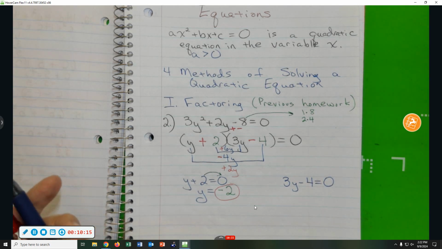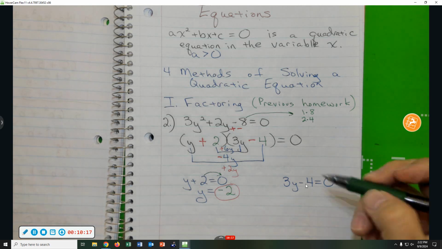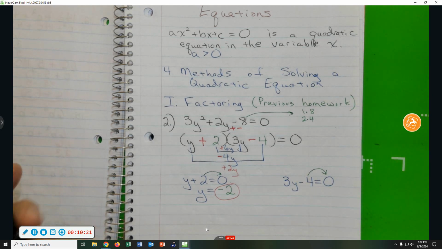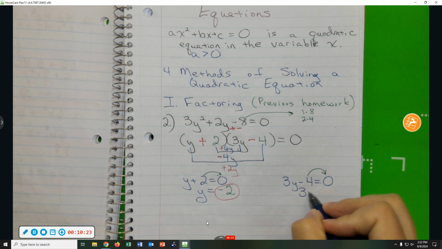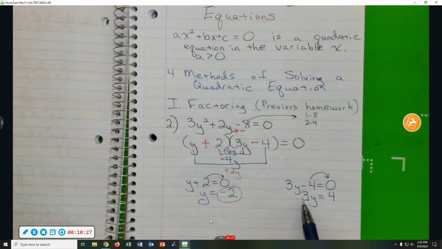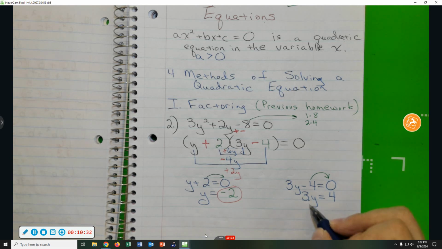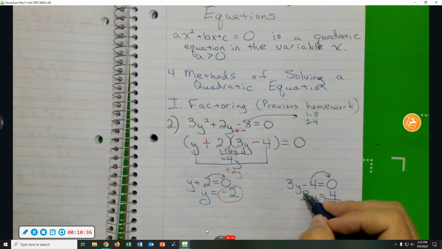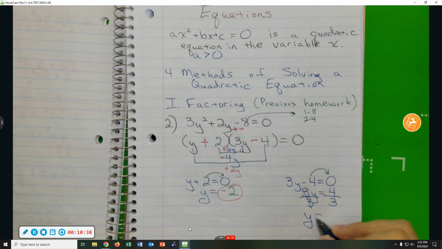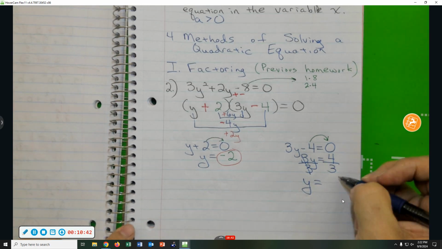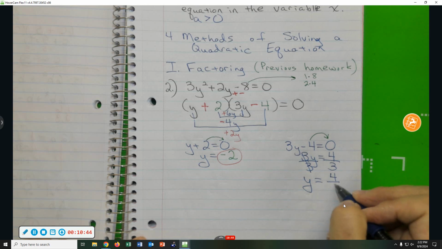Set 3y minus 4 equal to 0. We undo the addition subtraction first. Move that -4 over. That gives us 3y equals +4. And then what undoes that multiplication? 3 times y. What are we going to do? Divide, to give us y equals, for our second solution, 4/3. So 4/3.